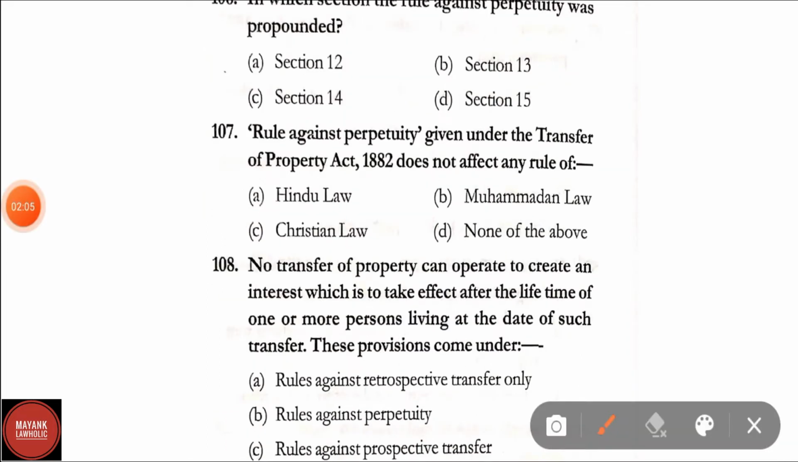Question number 107. The rule against perpetuity given under the Transfer of Property Act 1882 does not affect any rule of Hindu law, Mohammedan law, Christian law, none of the above. Correct answer is option B, that is Mohammedan law.